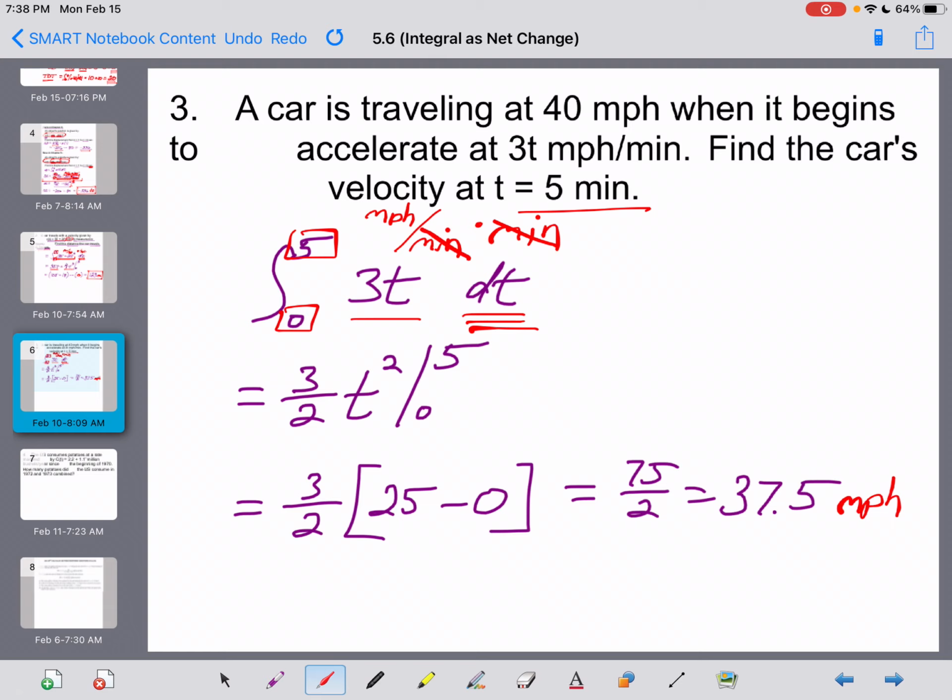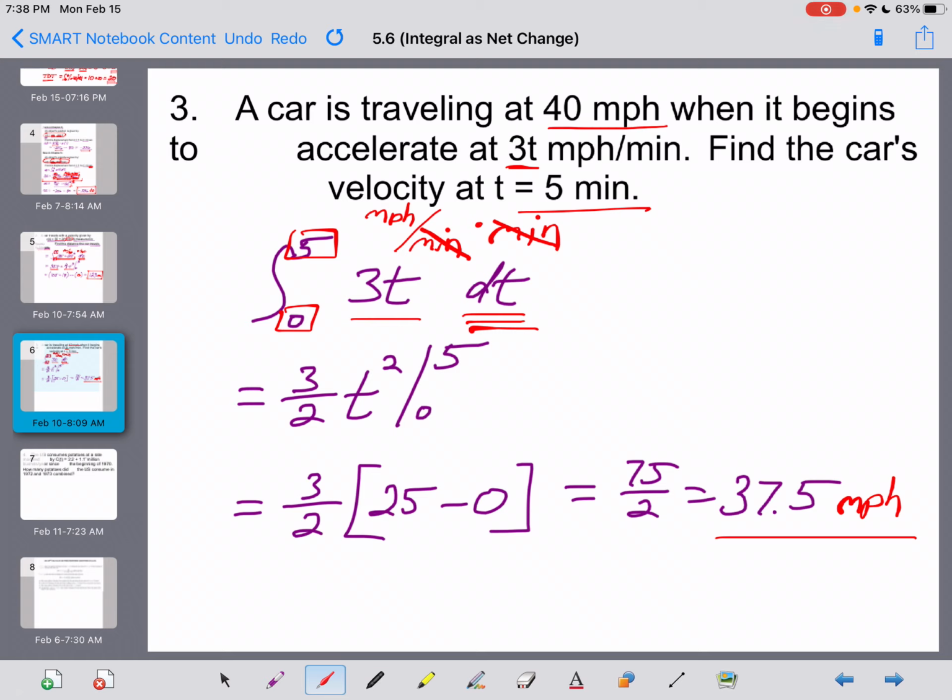Now, what you may have noticed right there already is that we never used the information that was present in the first sentence at the beginning. A car was already traveling at 40 miles an hour, then it begins to accelerate. And the answer that we came up with, 37.5, is actually less than the velocity it was traveling at to begin with. Now, that is possible, but for your velocity to decrease, the derivative of velocity, or acceleration, would have to be negative, at least for the majority of the time. But this acceleration function, 3t, is always going to be positive anytime t is between 0 and 5.